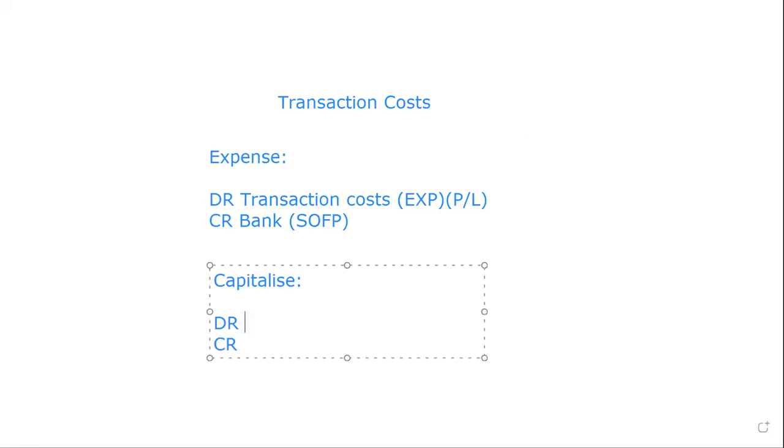So if we capitalize our transaction costs, what do you think we're going to debit? What do you think we're going to debit this time? Okay, it could be our financial asset. Very good. I'm getting some DMs. Debit financial asset. Financial instrument. I like that answer even better. So you're going to debit either your financial asset or your financial liability, depending on your classification. And we're going to credit bank, as we have done so previously.